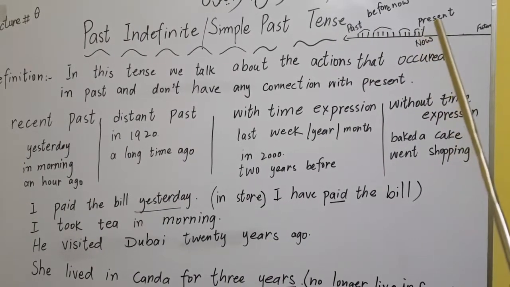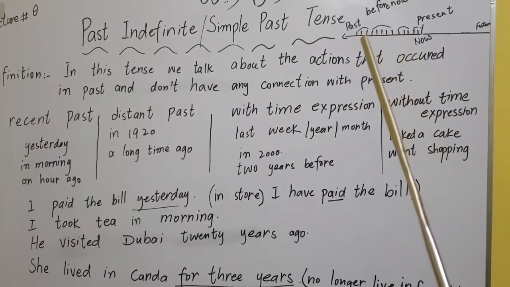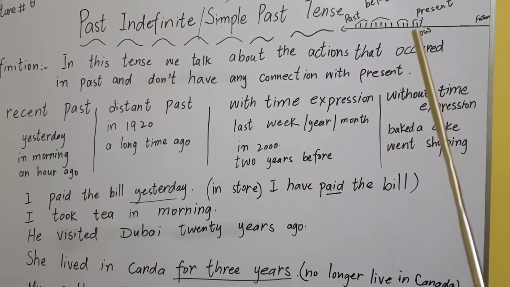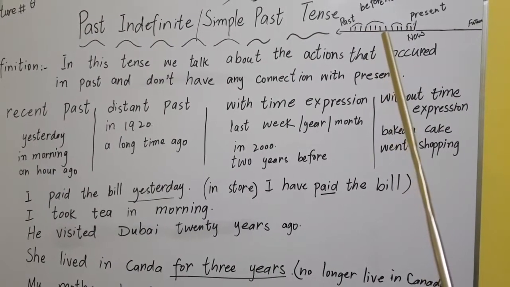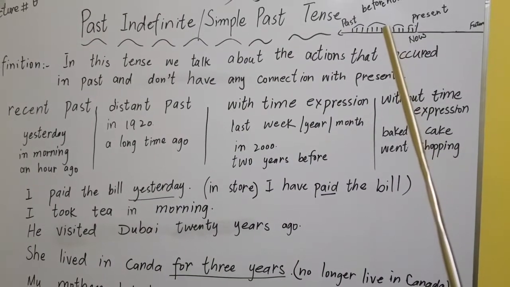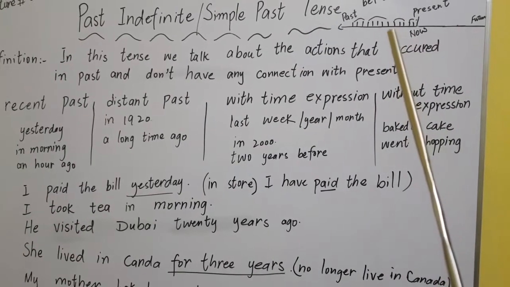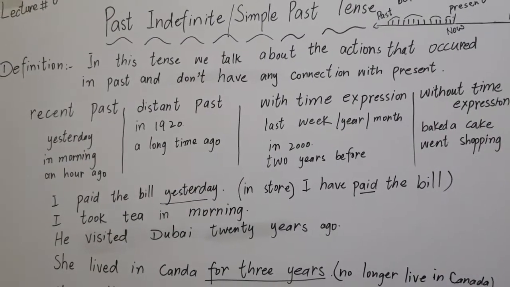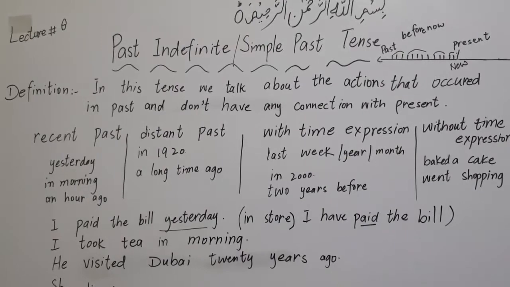This is the present, and the actions that took place at some point in the past and are completed sometime before or at any point in the past, we discuss in past indefinite tense. Remember that these actions started and completed in the past. Now they don't have any connection with the present. Definition: in this tense we talk about the actions that occurred in the past and don't have any connection with the present.